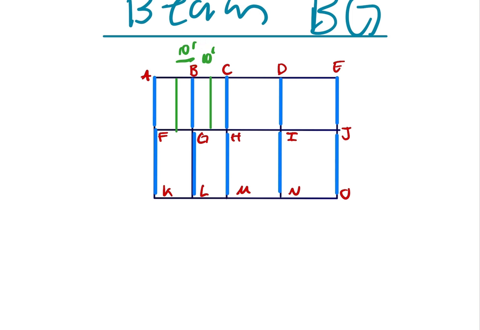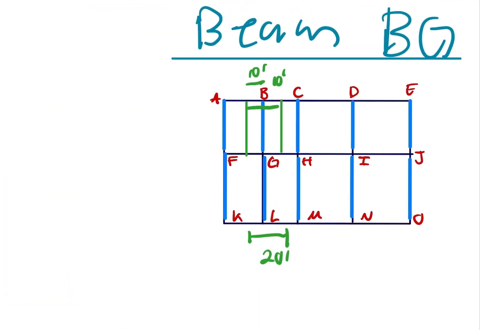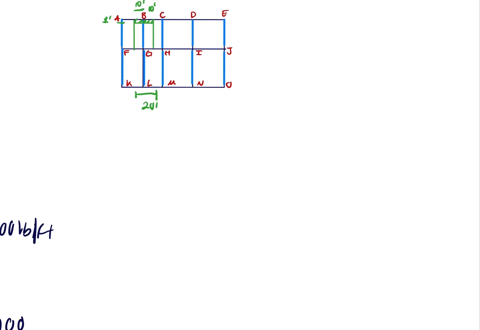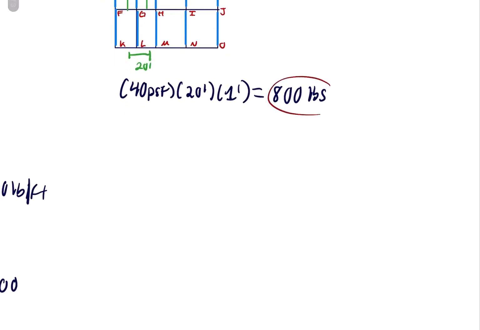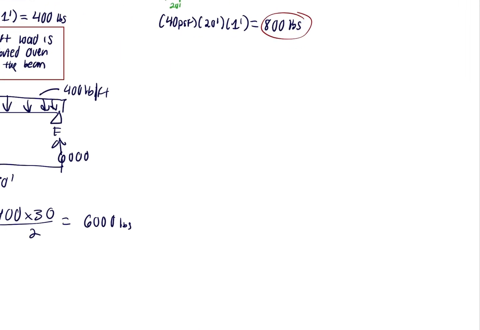And we will also do the 1 foot. Then we will calculate the load, which is going to be 40 pounds per square foot times the 20 feet times the 1 foot, and this will give us a total of 800 pounds uniformly distributed over the length of the beam. This will be our answer. We will then do beam CH.